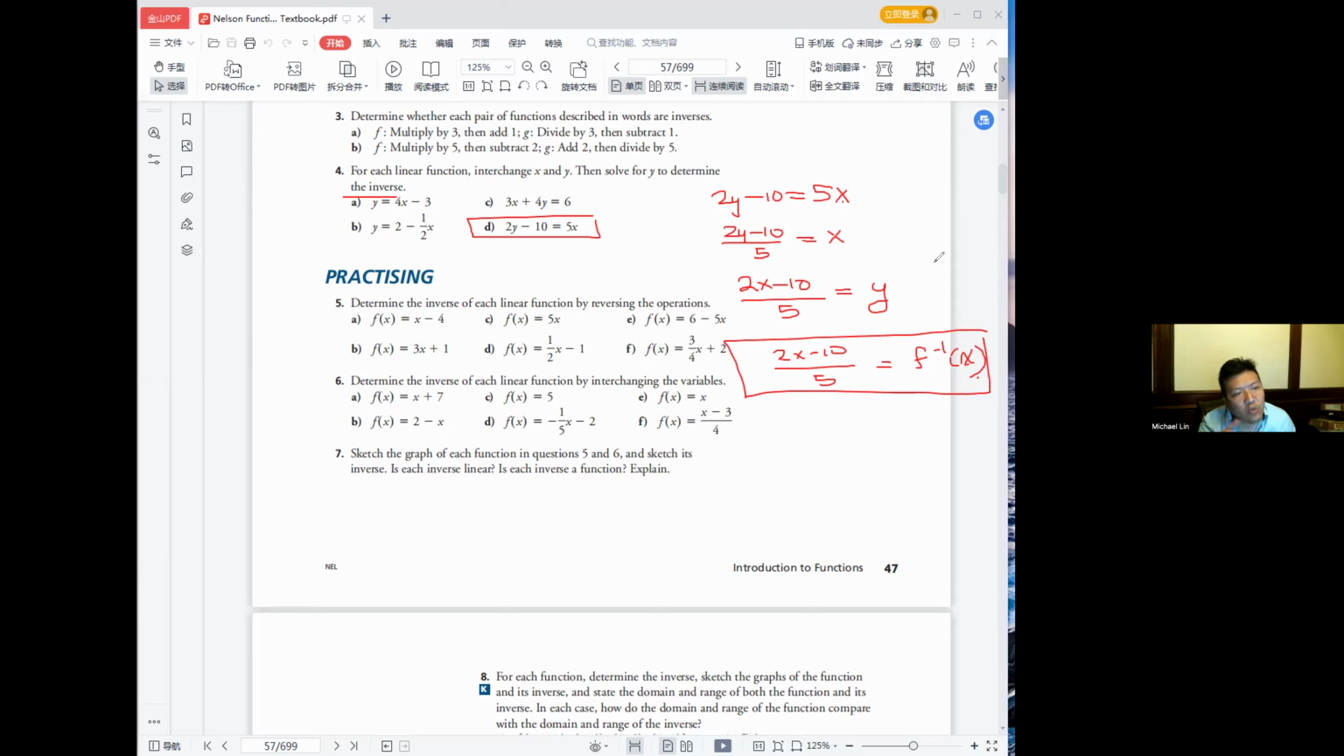So all you have to do is just switch the x and y variables and then re-isolate for y. Okay, that's the easiest way that you can do these questions.